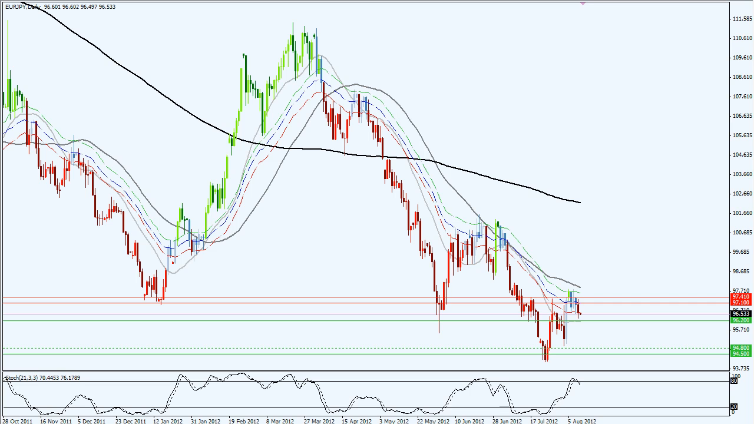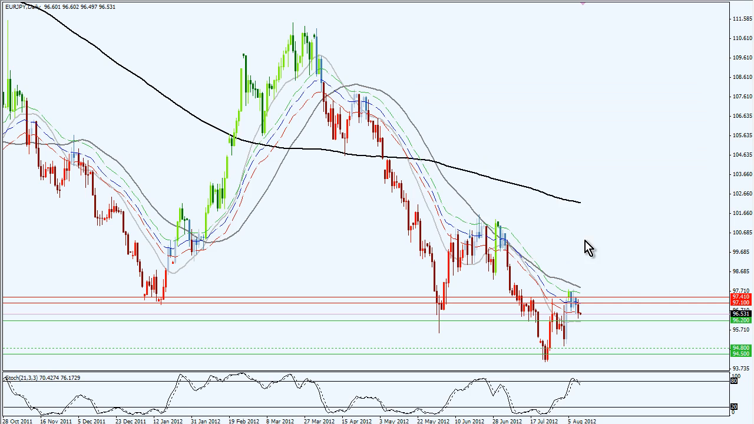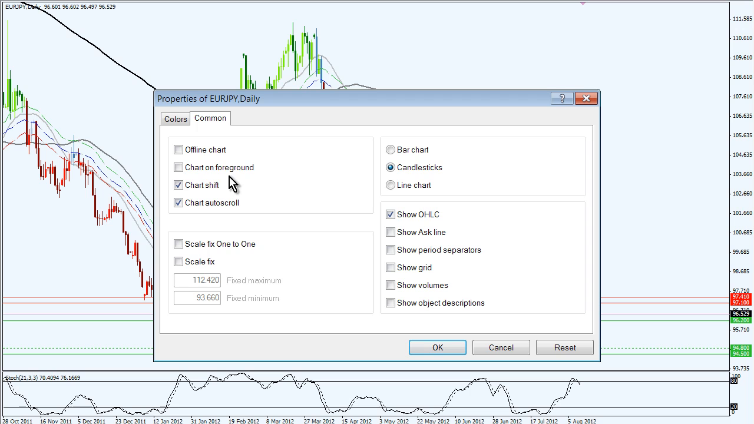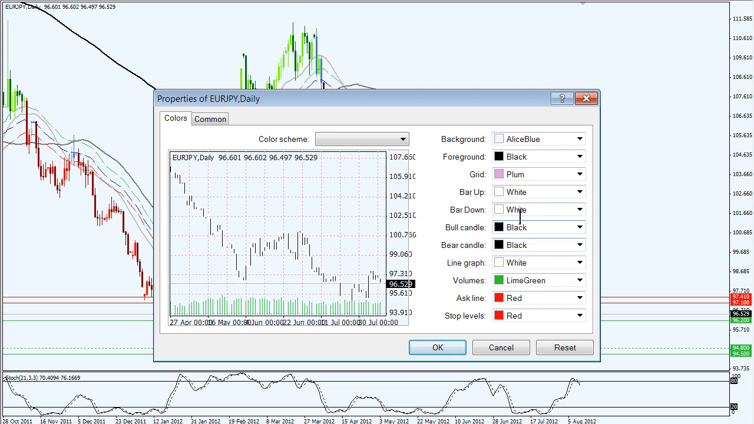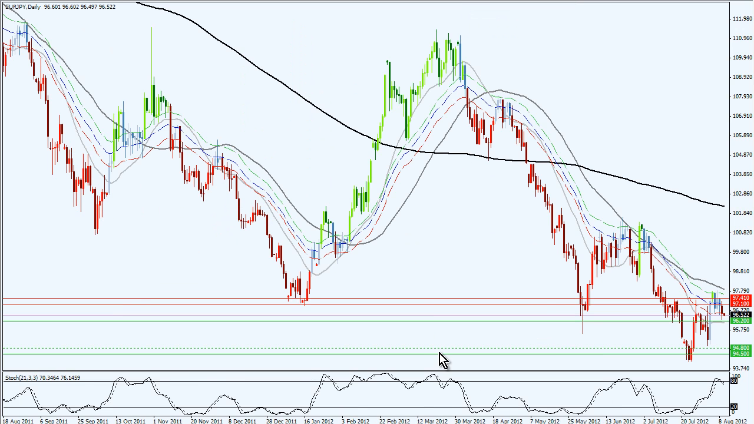But again, if you drag all 3 of those indicators onto your chart, all 3 of the grabs, and if you make sure that under properties you do not have chart on foreground checked. Like I said, I changed my bar up and down to white. You can use the same color scheme. Okay? It should work for you. And if it doesn't, please call our support and they'll get you straightened up. Okay?